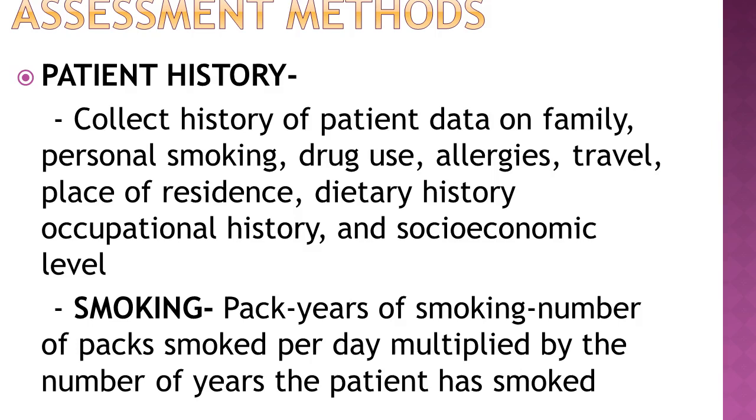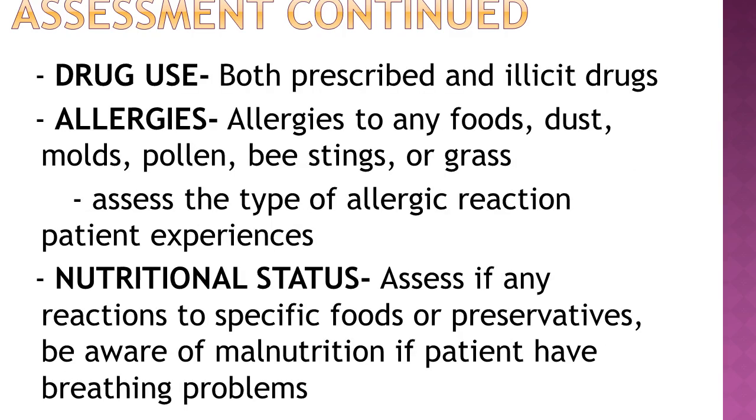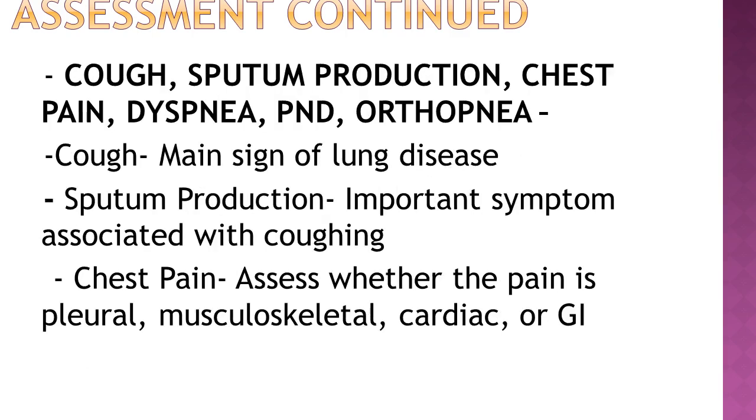I'm not going to get into a lot of the history. I think you can read these yourself, but you can see what significant findings really would alert you to the fact that your patients may develop or have a serious respiratory issue, okay? And obviously smoking is huge. Drug use, allergies, nutritional status. Sometimes foods have a lot of preservatives, which people can become very sensitive to or develop certain types of allergies, okay? And as I said before, cough, sputum production, chest pain, dyspnea, PND, or orthopnea.